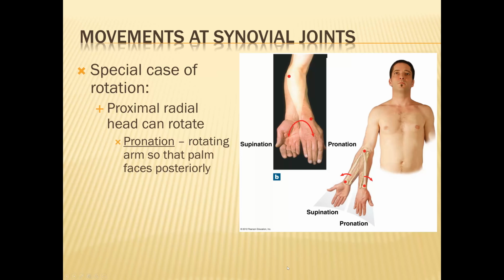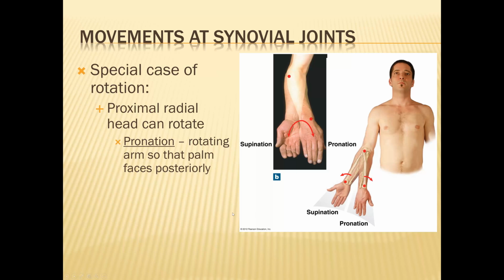So some special cases of joint movements. We'll start with a special case of rotation. The proximal radial head can actually rotate. The radial head, remember, looks like a nail, and it fits up against the capitulum of the humerus. So you can get rotation there. And then there are also some joints in the wrist that allow this. And so this allows you to rotate your forearm. And when you rotate your forearm so that your palm faces backwards, that is called pronation.